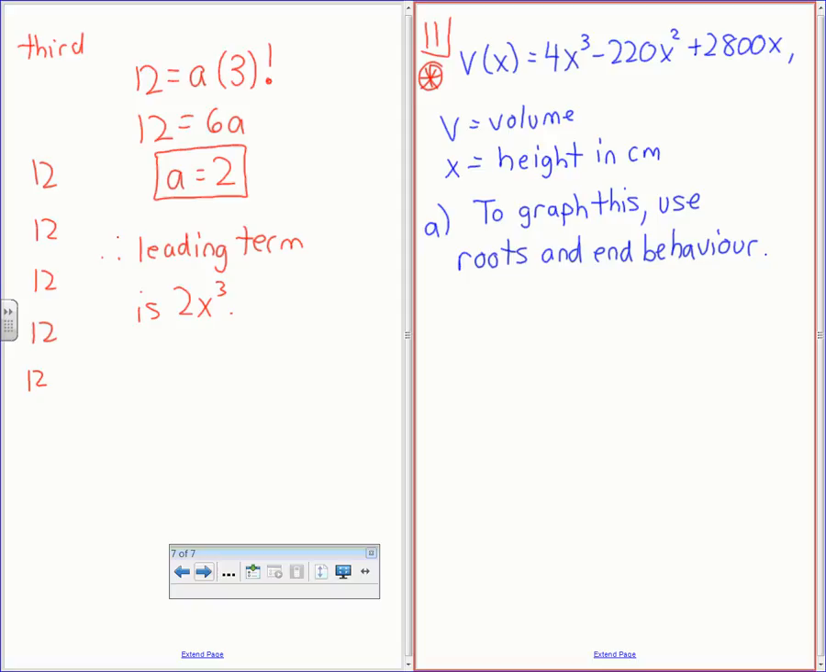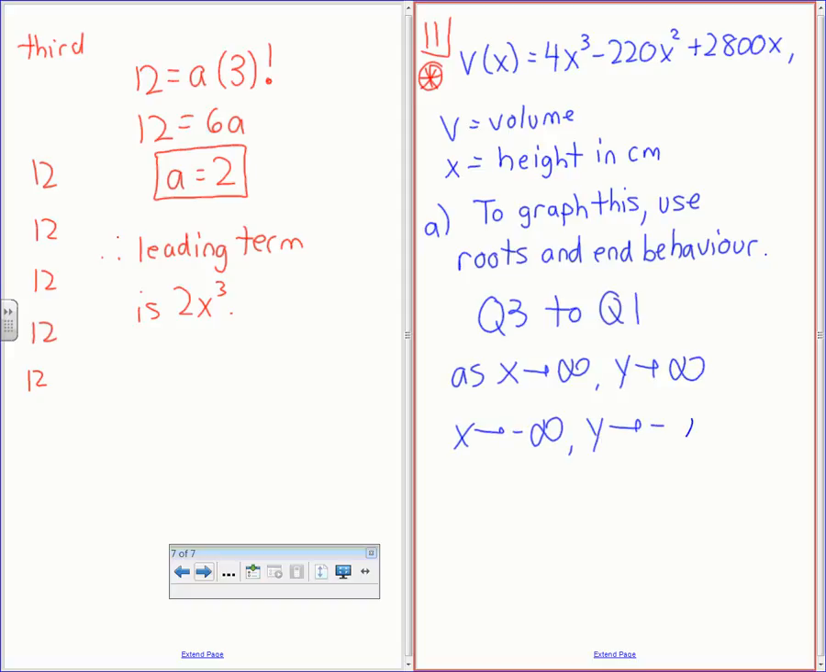Can somebody tell me, if I have a positive cubic function, what's the end behavior going to be, please? Right, Dexter? Quadrant 3 to quadrant 1. I'll write it as x goes to infinity, y goes to infinity; as x goes to negative infinity, y goes to negative infinity. If you don't have this committed to memory, remember, even functions look like parabolas, odd functions look like lines. Are most people okay with that?